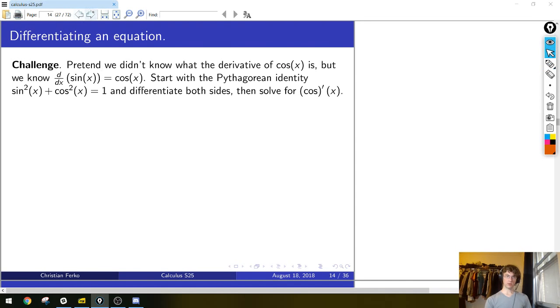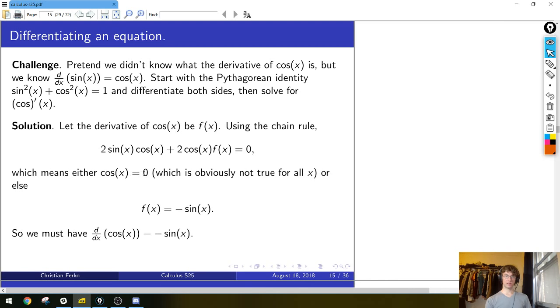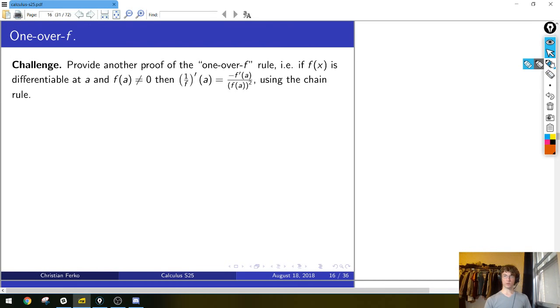Yeah, this is the same thing. Chain rule: 2 sine x cos x, 2 cos f. Either this vanishes or f is minus sine, which indeed it is. Good. Oh yes, I have one more challenge for you before doing inverse functions.